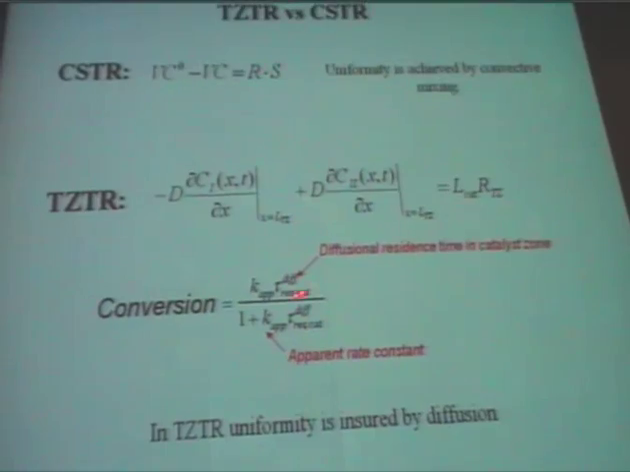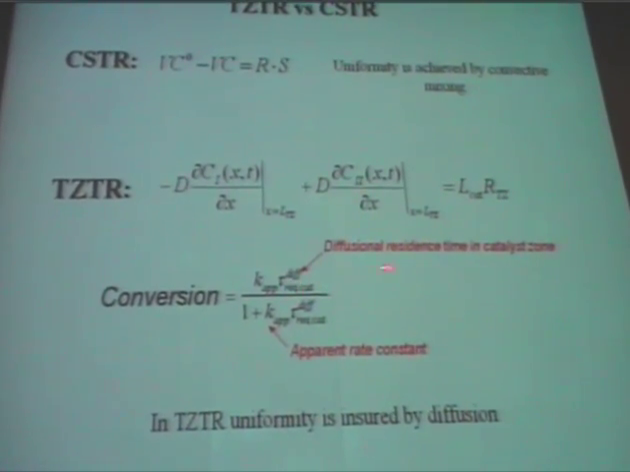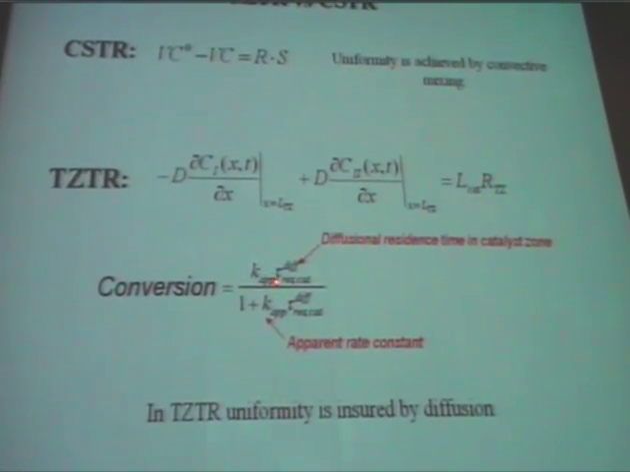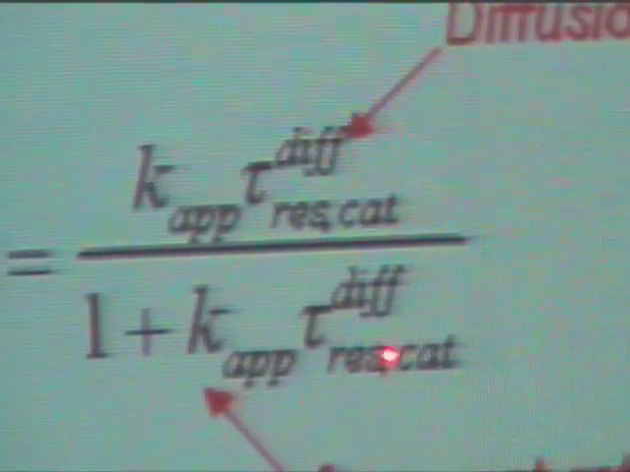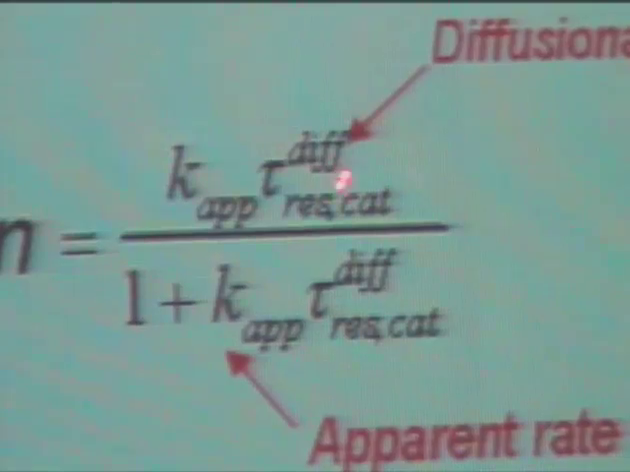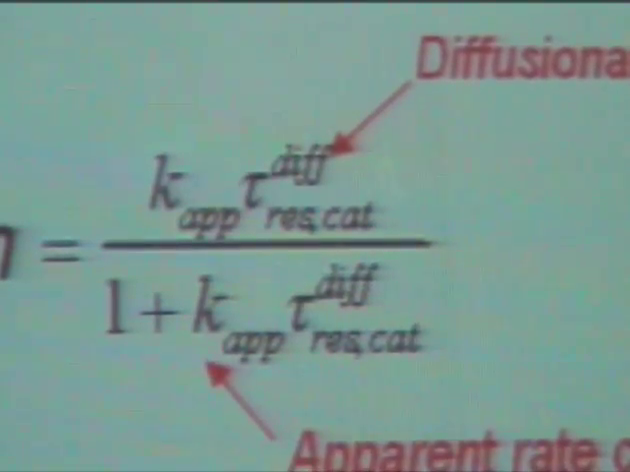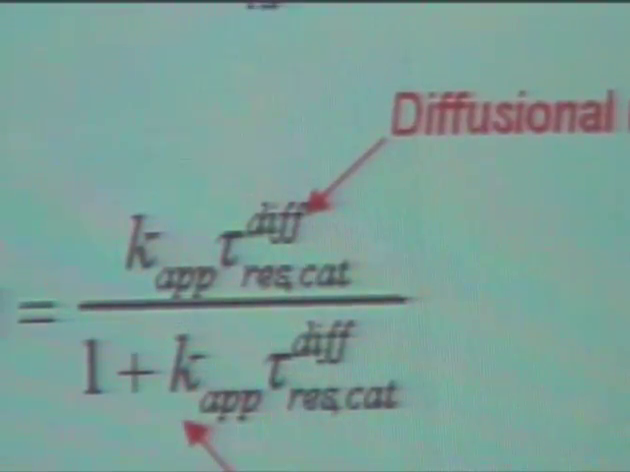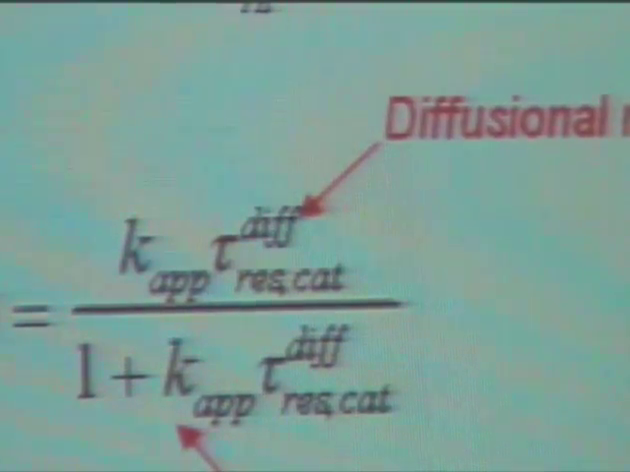But what about conversion? Conversion, surprisingly, is given by an equation which is similar to our traditional CSTR. It's constant multiplied by residence time, over unity plus constant multiplied by residence time. But residence time, it's not conventional, it's diffusional residence time, which is related to the famous Einstein equation.